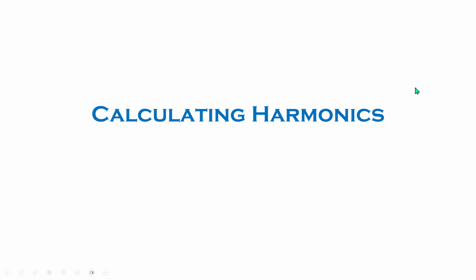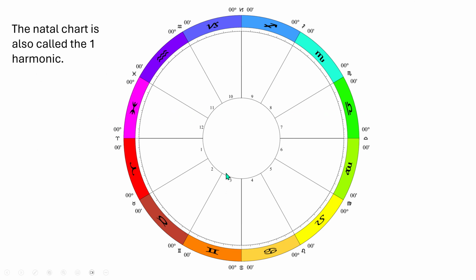Okay, how do we calculate harmonics? Well, first, the natal chart, or whatever chart you're starting off with, that is called the one harmonic. And here I just have a generic chart wheel starting at 0 degrees Aries and using equal houses.